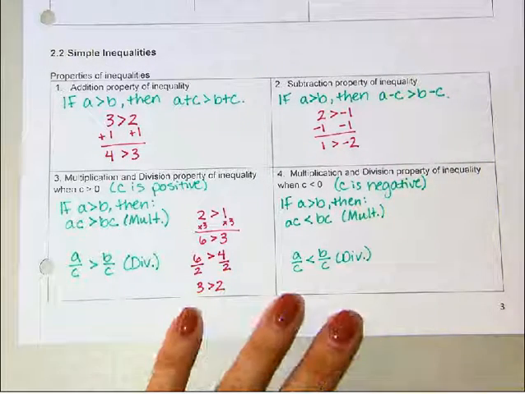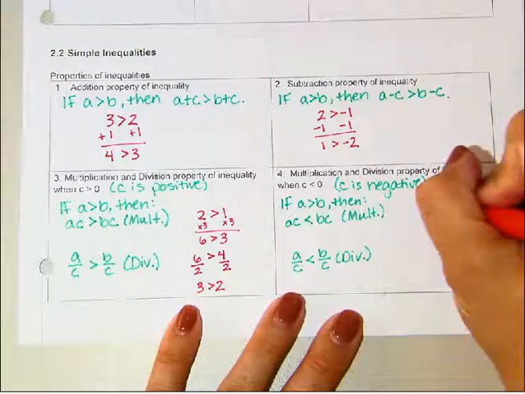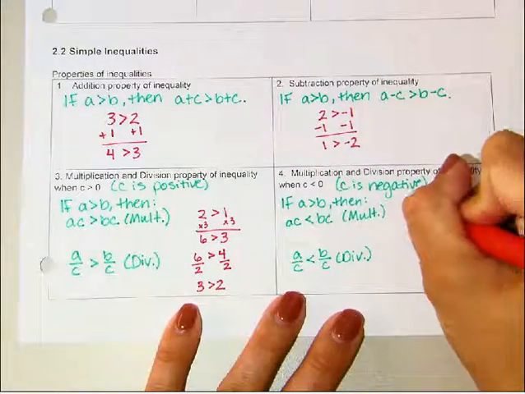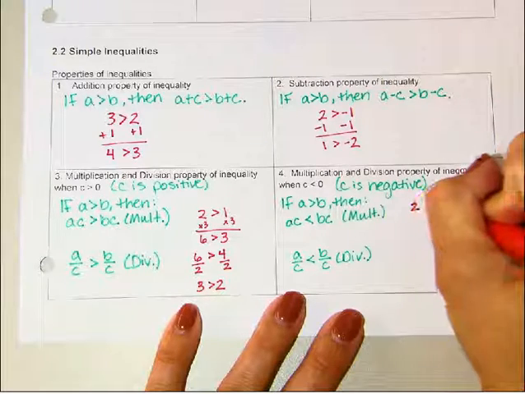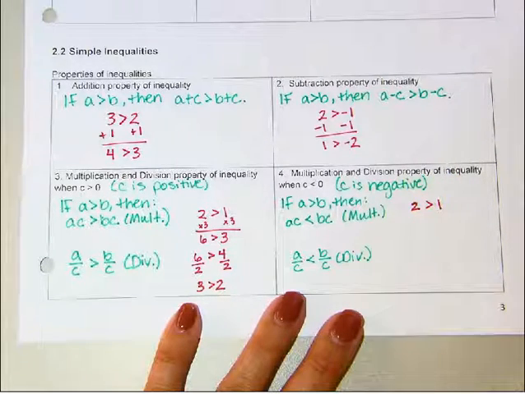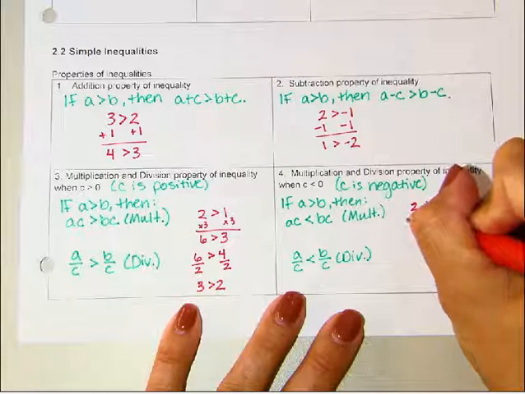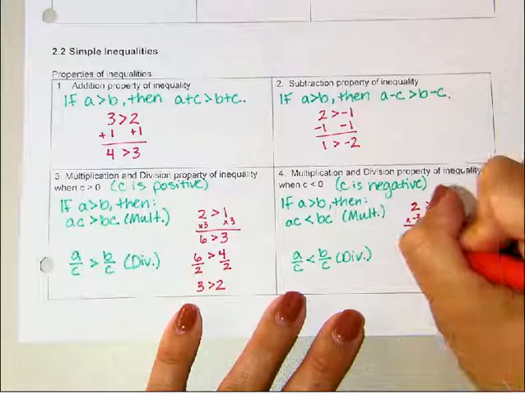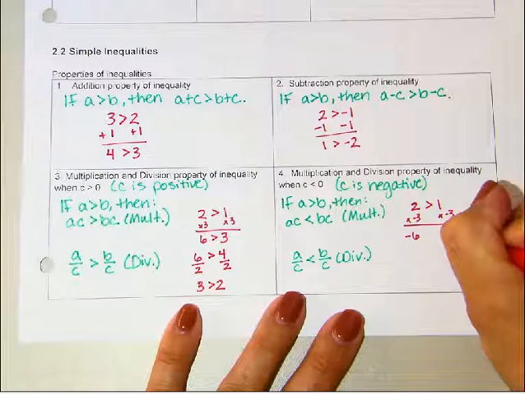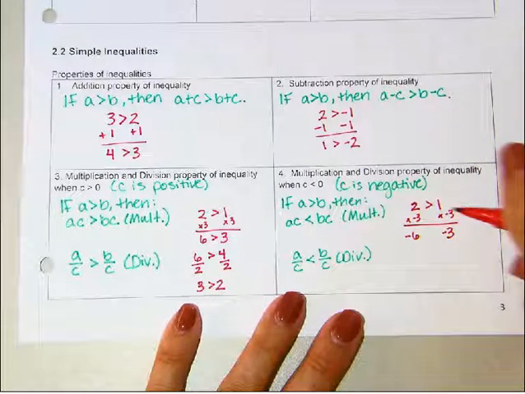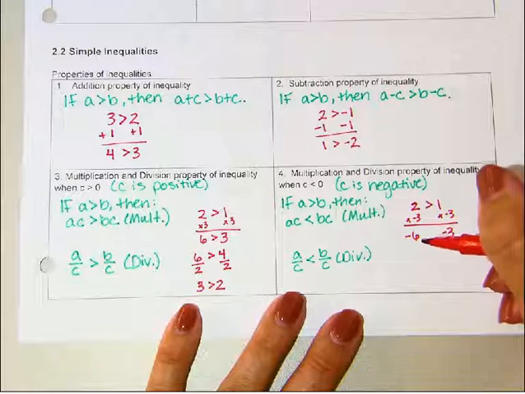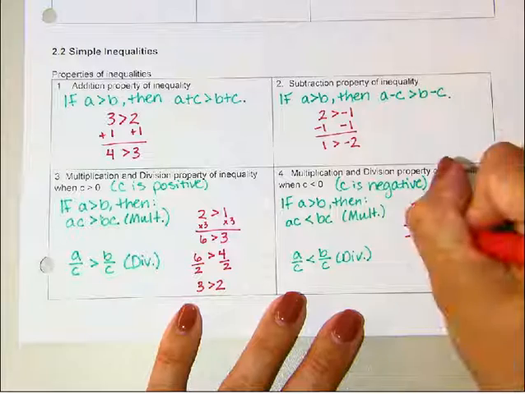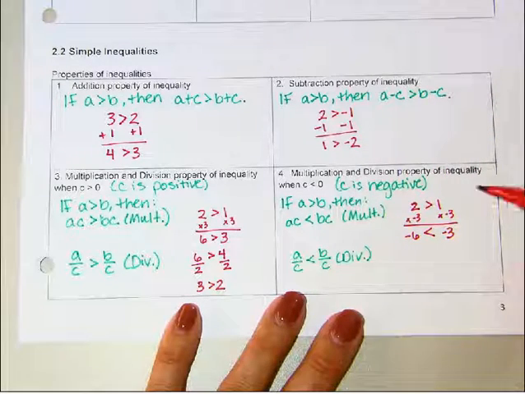Okay, so as an example, I'll just do the ones over here and just make things negative. So 2 greater than 1, and now I'm going to multiply it by a negative number. So I'm going to say times -3. 2 times -3 is -6. 1 times -3 is -3. If I left the symbol the same, that would say -6 is greater than -3, and that's not true. -6 is less than -3, so I needed to flip my sign.